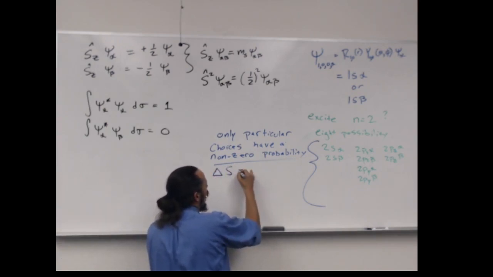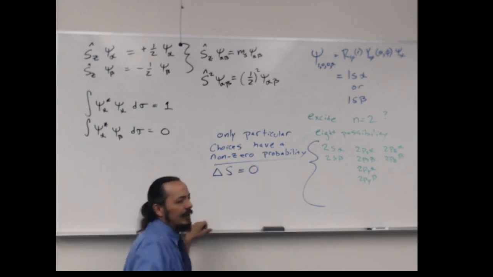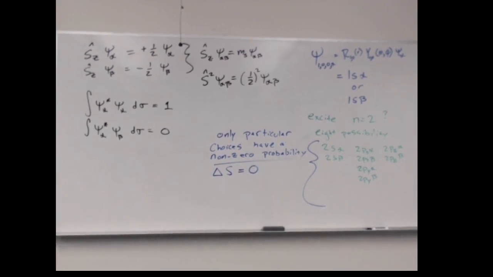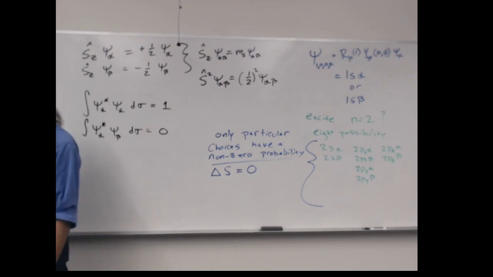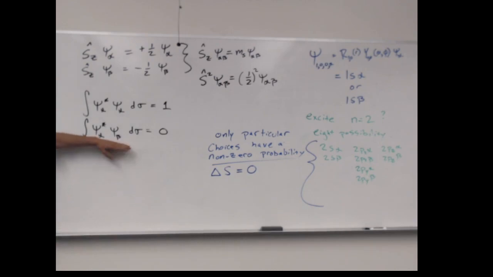As we go, our change in our S value is going to be 0. That is to say, if it's already in alpha, it's going to keep being alpha. So when we move this electron up, it's not going to flip. It's going to stay in the alpha state in order to have a non-zero integral. If it flips, we end up with a 0 integral.